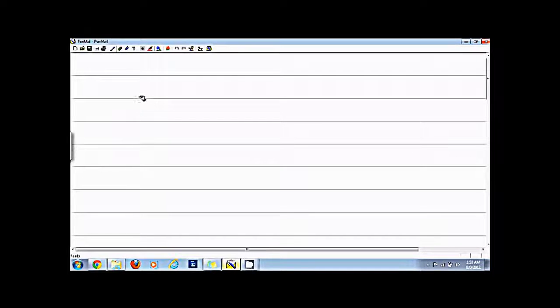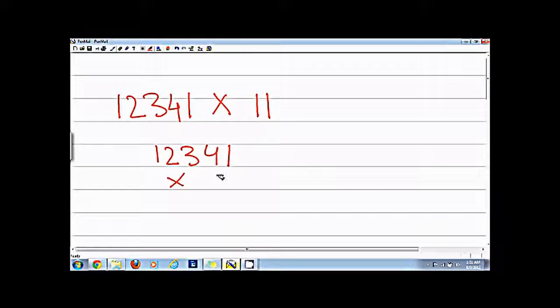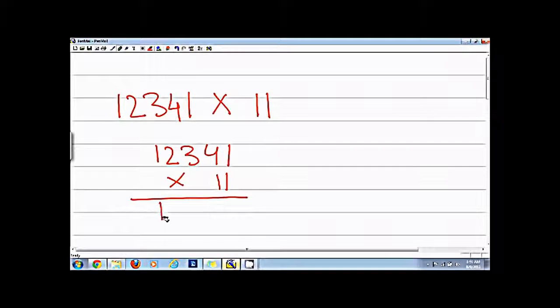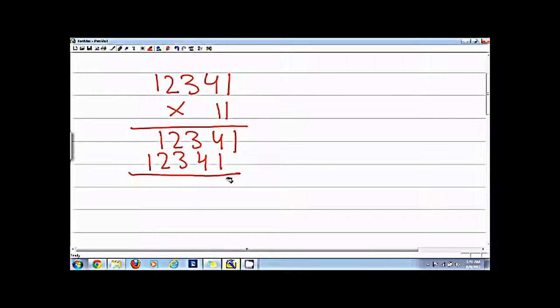Hi everyone, in this tutorial I will show you how to multiply numbers by 11 in a quick and easy way. For example, if I have the number 12341 and I want to multiply it by 11, the regular way will be to write 12341 and 12341, one under the other, and add. So now I'll say 135751. So this is the regular way.